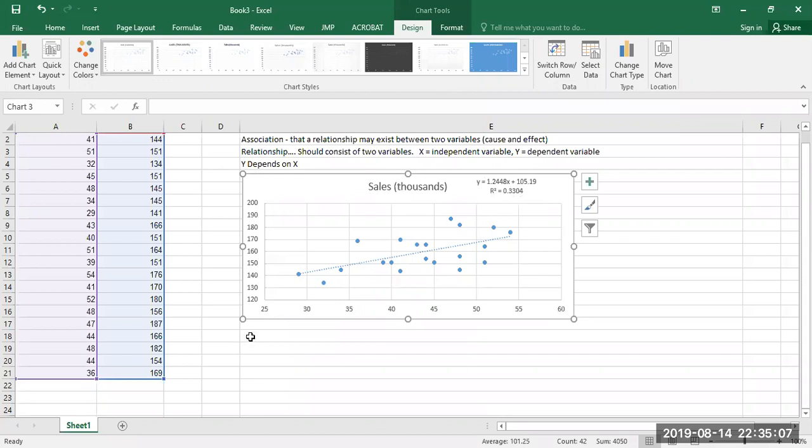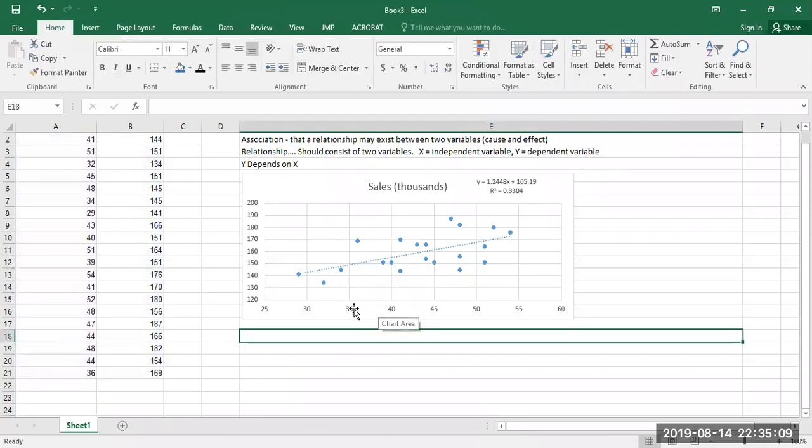So I'm going to start with the equation of the line, and I hope that you have all seen an equation of a line before. An equation of a line is generally written as y equals mx plus b. And so in this case, they're telling us that the value y is equal to 1.2448x plus 105.19. I'm going to talk about the definition of those in a future video.